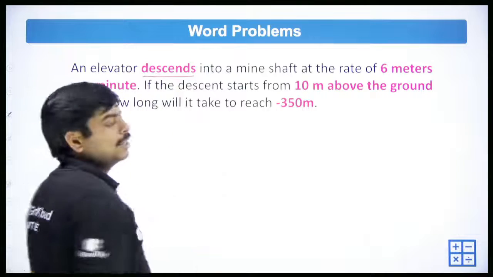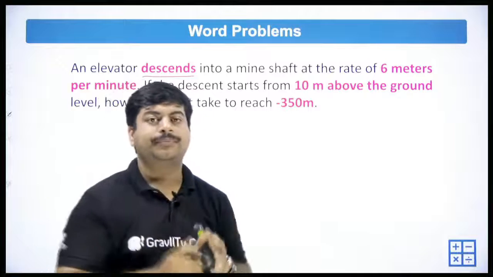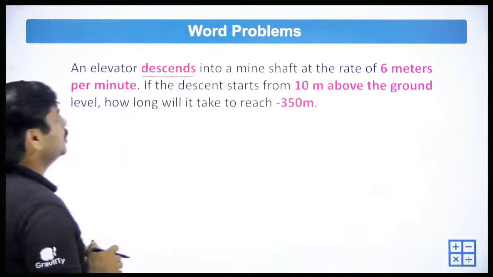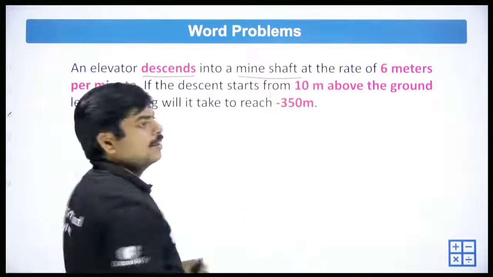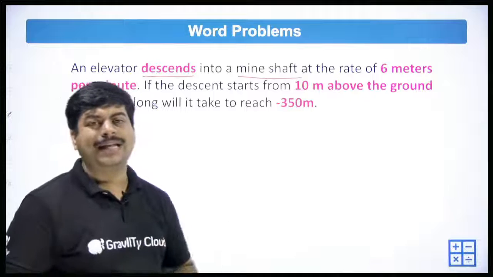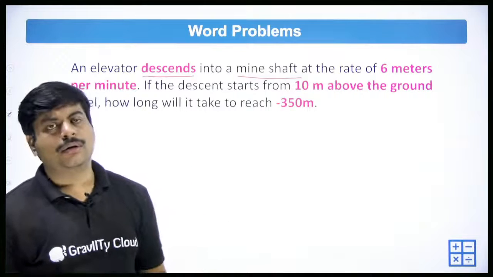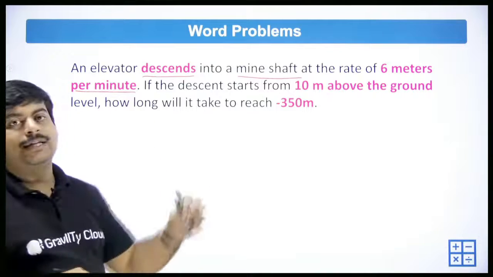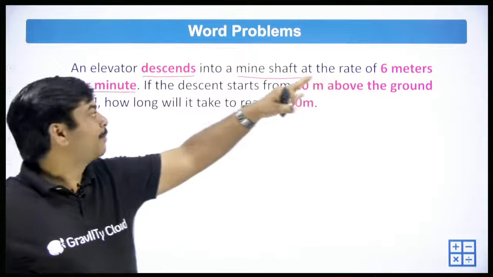Descends, what do you mean by that? Descends means going down. An elevator descends into a mine shaft. Mine means there is an area where you are doing mining. So it's moving down at the rate of 6 meters per minute.